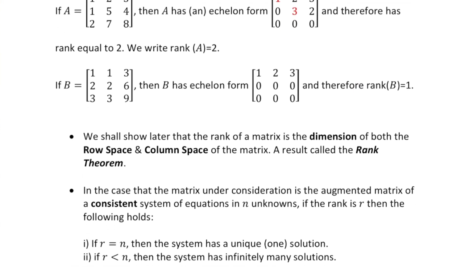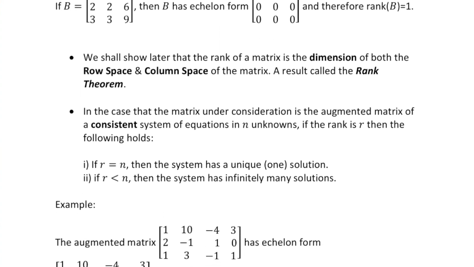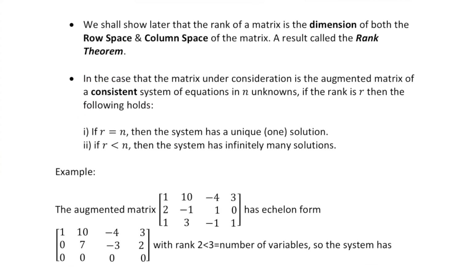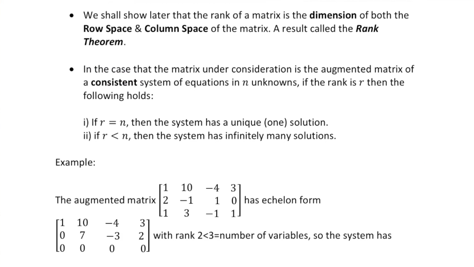We will show later that the rank of a matrix is the dimension of both the row space and column space of the matrix, a result we will call the rank theorem. In the case that the matrix under consideration is the augmented matrix of a consistent system, now that's important, that it be a consistent system of linear equations and unknowns, if the rank is little r, then the following holds.